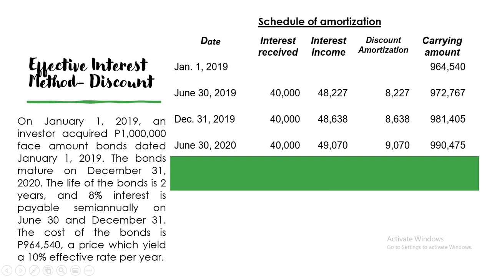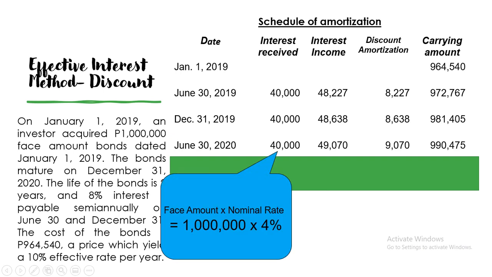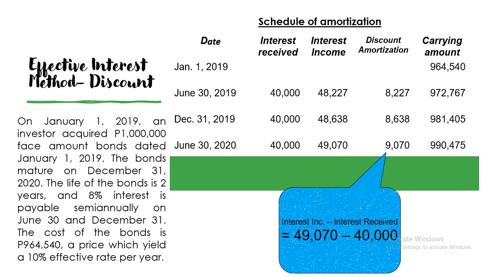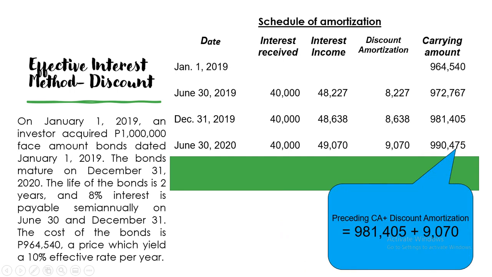Now for the next one, June 30, 2020: the interest received is at the nominal rate, face amount multiplied by the nominal rate. The interest income is the preceding carrying amount, 981,405, times the effective rate of 5%. To compute the discount amortization, take the difference of interest income and interest received. And the carrying amount is the sum of the preceding carrying amount plus the discount amortization.